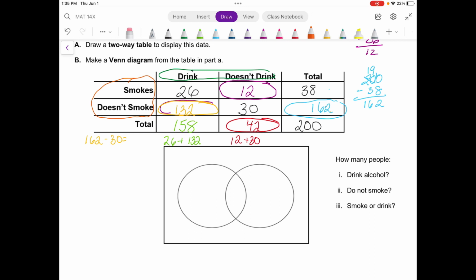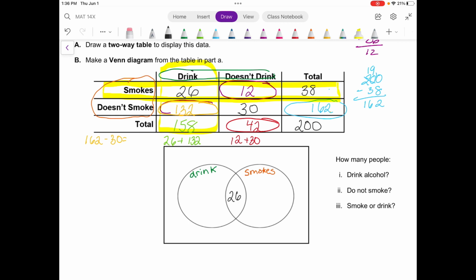Now, I'm assuming, since this is a study looking at smoking and drinking habits, that we probably want one of our circles to be focused on people who smoke, and then we're going to make the other circle focused on people who drink. So if we're looking at that, and I'm going to use my highlighter here, we're looking at this drinking column, all of those people, and then we're focused on the row on smoking. And so we can see the number that overlaps is that 26, so that's going to go right in the middle.